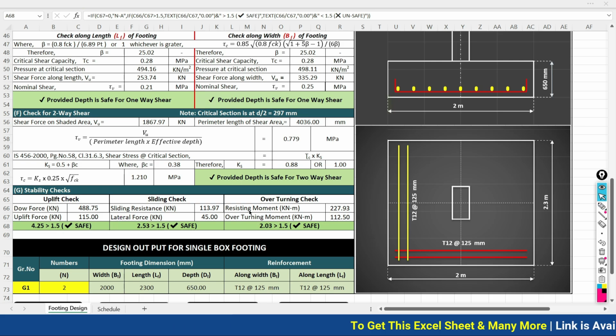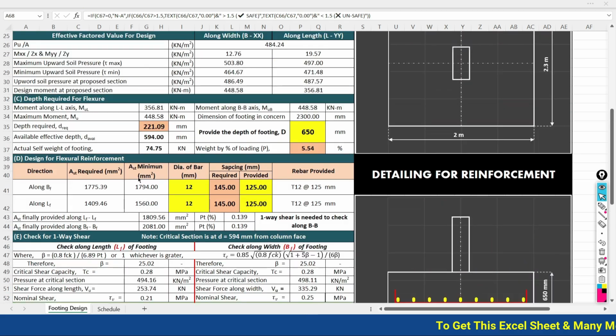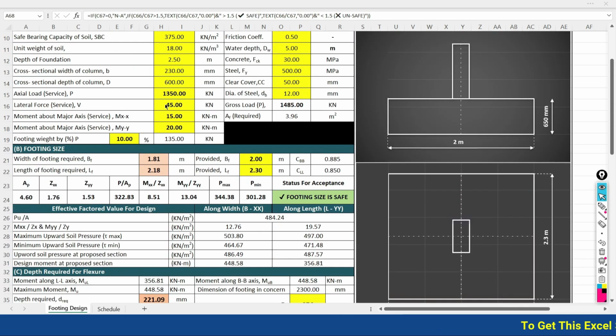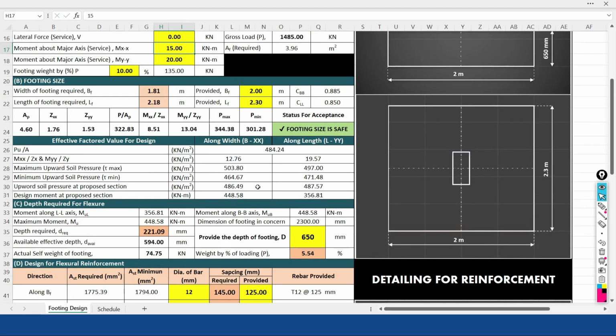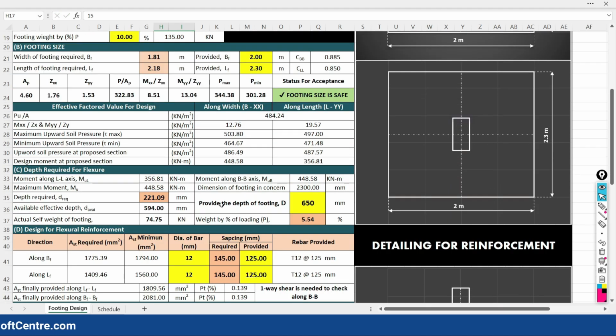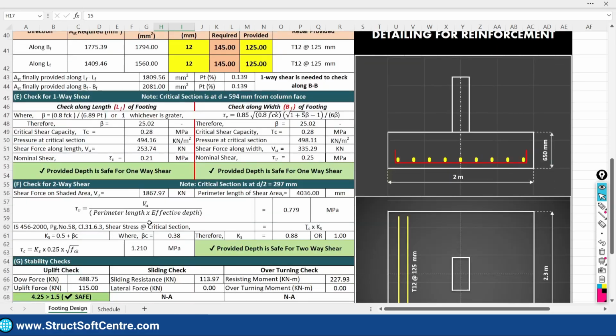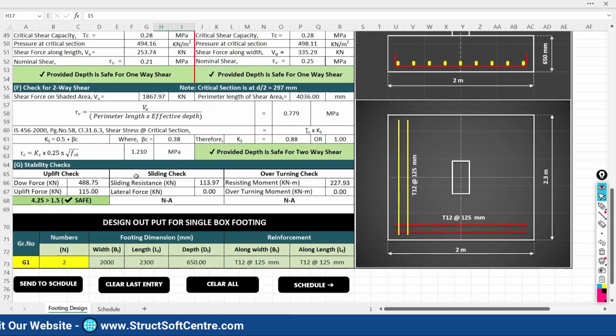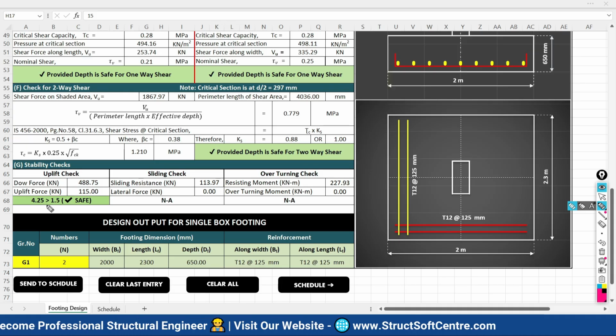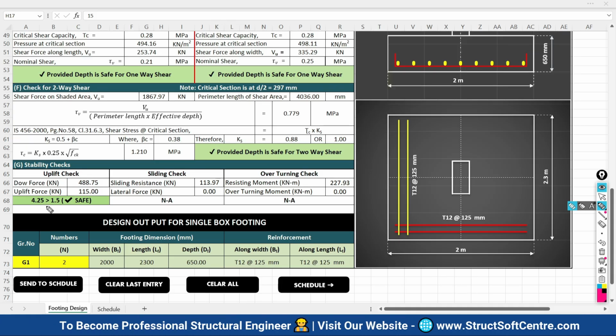And when your foundation is not subjected to lateral load, let's consider an example. I am going to put a 0 value here. So you can put it as 0 and there will be no impact on any of the other design except only the stability checks. So in your stability checks, the uplift check is applicable for every case whether the lateral load is there or not.